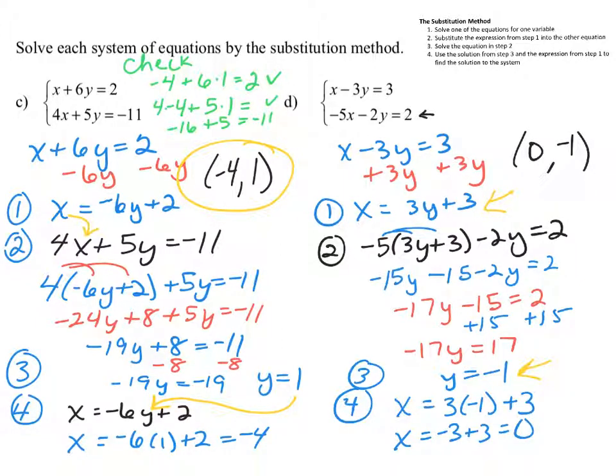As always, we want to check our work by plugging in 0 for x in the first equation and -1 for y. And we do see that -3 times -1 is a +3. We also substitute it into the second equation. -5 times 0 minus 2 times -1 does equal 2. So we know 0, -1 is the solution to that system of equations.